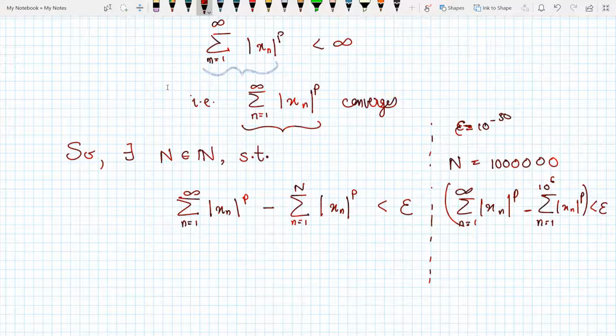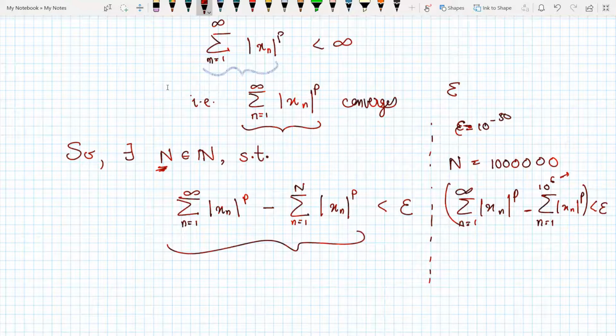So you gave me an epsilon. You said, okay, my epsilon is 10 to the power minus 30. Then the difference between the summation from n equals 1 to infinity and n equals 1 to 10 to the power 6, say, is less than epsilon. So for every epsilon, there exists an N such that this quantity here is less than epsilon. If this exists, then I say that my series converges, and vice versa. So since my series converges, I can write it in this way.